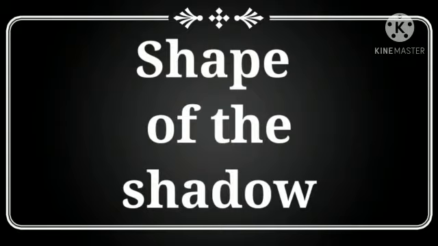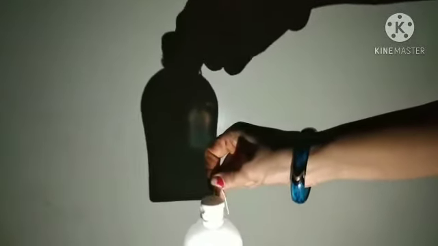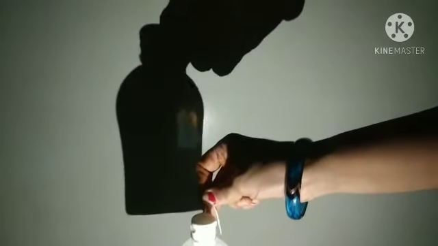Let us perform another activity which shows that the shape of the shadow depends upon the direction of the light source. Switch on a small beam of torch light on a wall in a dark room and point it towards a bottle or any other object. Mark the shadow on the wall.